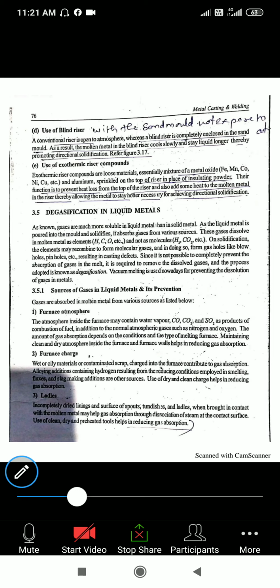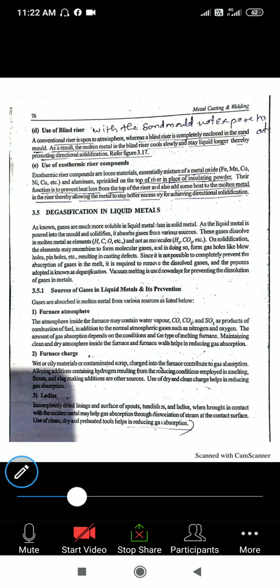Maintaining the cleaning and dry atmosphere inside the furnace, and the furnace wall, keeps reducing gas absorption. Okay, so how is the prevention being taken? The amount of gas absorption depends on the condition and the types of the melting furnace. Just now I told you, if there is an induction furnace, the gas isn't released by fuel. Only whatever atmospheric gas is there can be absorbed.